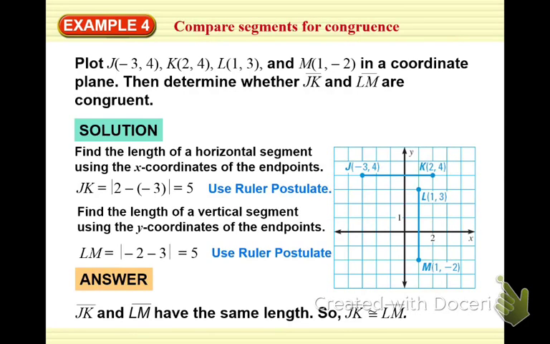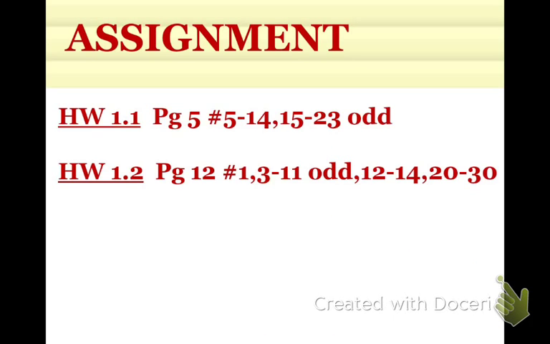Moors whose last name begin with H through K, please come to the library. Okay? And that ends for us.